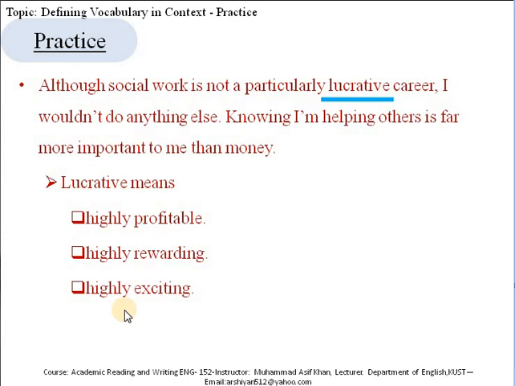Welcome back. Now let's move towards the answers. The first answer is, the writer says money is not important to him, and the answer is A. The writer says money is not important to him. If money is not an issue, it is okay that social work is not highly profitable, that it does not earn a lot of money. So in this paragraph, although social work is not a particularly lucrative career, it means that the option is highly profitable. In practice number second, the answer is C.